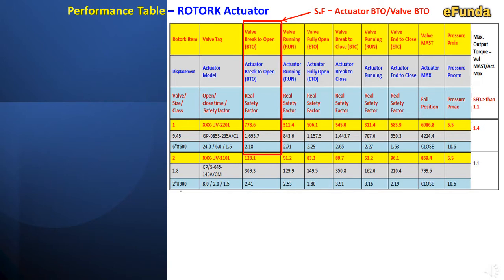Let's take an example for XXX UE2201. We have three values indicated in yellow, gray and blue. That means when you have a ratio of 778.6, that is a BTO value, to the actuator break to open, that is the BTO value in gray, the safety factor will be 2.18.